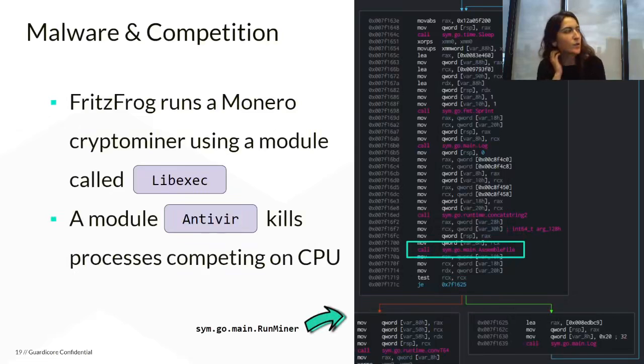And also with regards to malware, very similarly to other malware families, Fritzfrog is also quite competitive. So it's not sharing the local machine's resources with others. There is a designated module called antivirus, which periodically checks the process list and sees if there are any CPU demanding processes running. If there's such a process, which also has the XMRig substring in it, then this process is terminated immediately, and Fritzfrog keeps the CPU computing resources to itself.